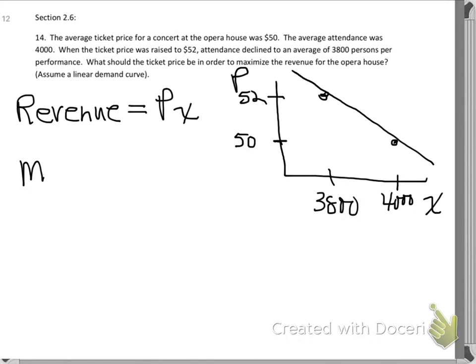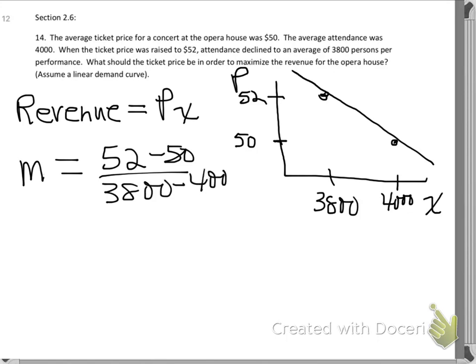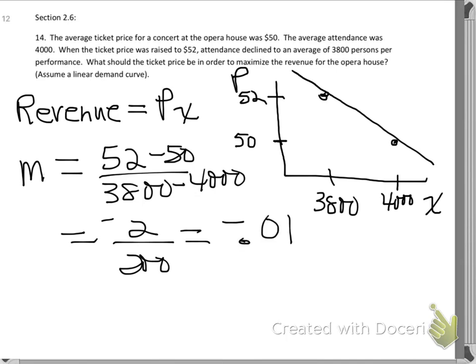Hold on, this pen's misbehaving again. So rise over run. So change in y over change in x. So 52 minus 50 over the change in x, so the 52 went with 3,800 minus 4,000. So that slope looks like 2 over 200, which if I wanted to write it as a decimal, and it's negative by the way, it's going to be negative 0.01, right? So it's 1 over 100, negative 1 over 100.